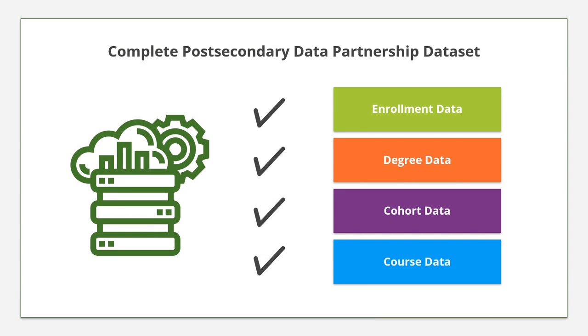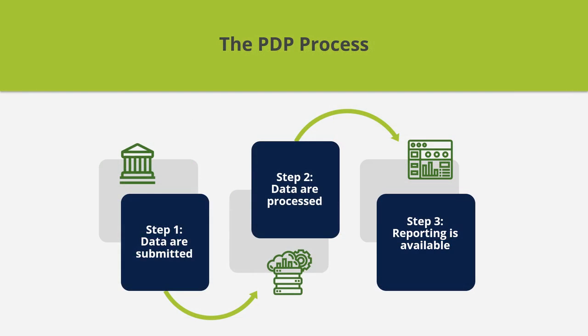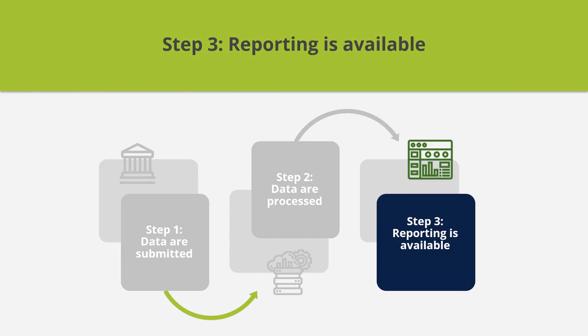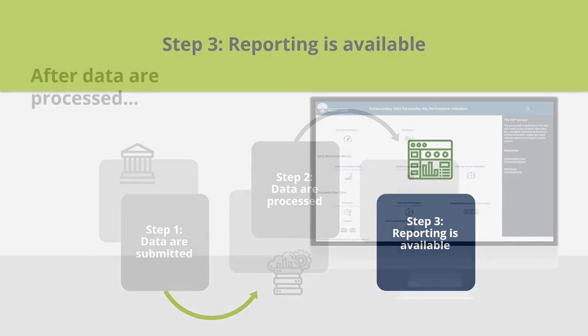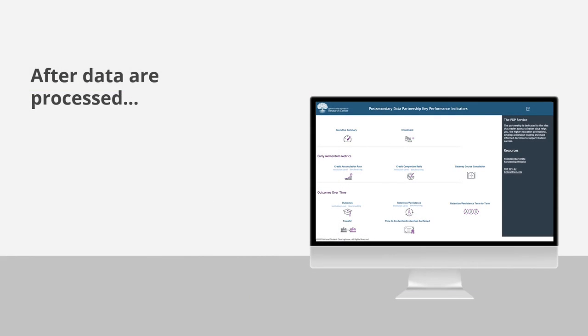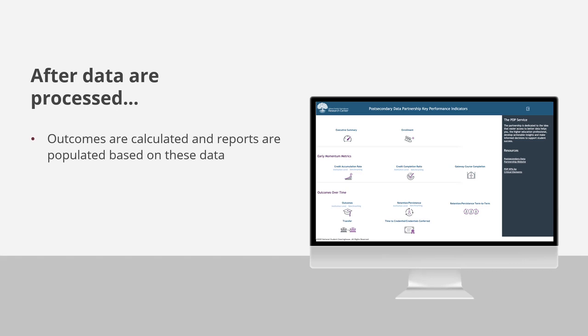Once the cohort and course data files pass validation and quality data checks, they are matched and merged with enrollment and degree data to create the complete PDP dataset. The final step in the PDP process is the release of the reports. After data are processed, outcomes metrics are calculated, institutional level reports are produced, and the PDP dashboards are made available.